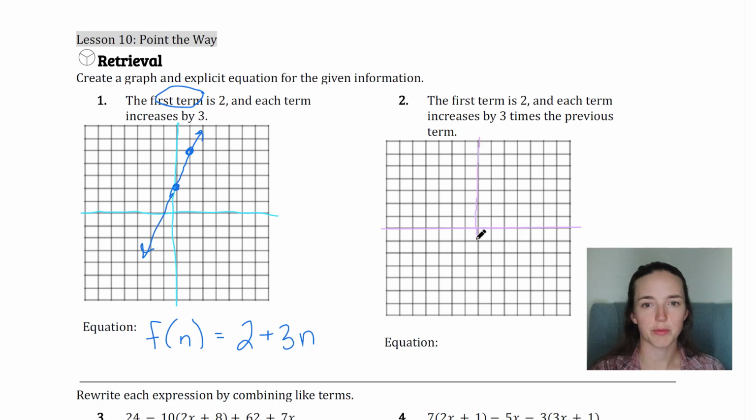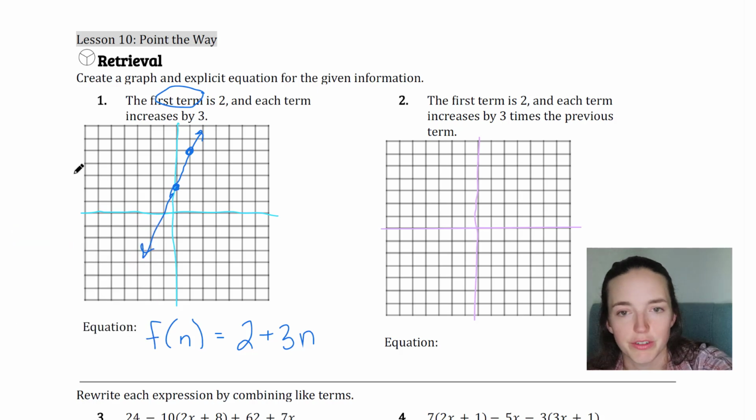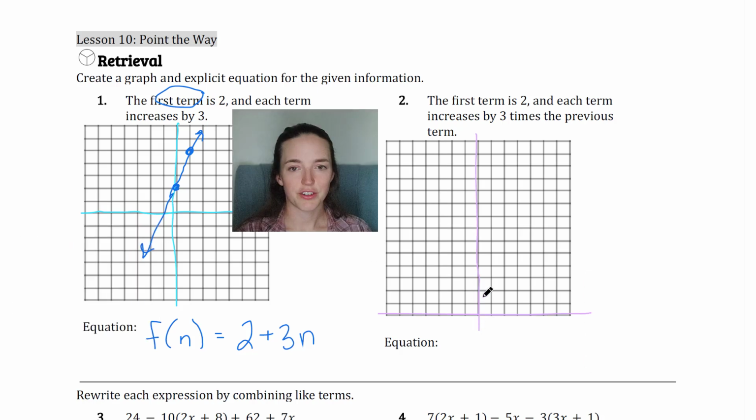Okay, next, here's my x and y axis. The first term is 2, and each term increases by 3 times the previous term. Interesting. Okay, you know what I'm going to do? I can already tell that this isn't going to fit on the graph. I'm going to put the x-axis down here so that I have a little bit more room. So we're starting at 2, so that's right here. Maybe I'll make a little table to help me. Increases by 3 times the previous term.